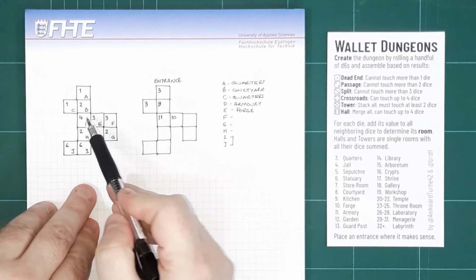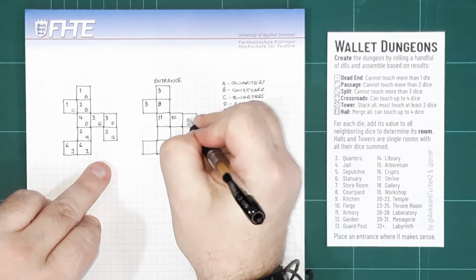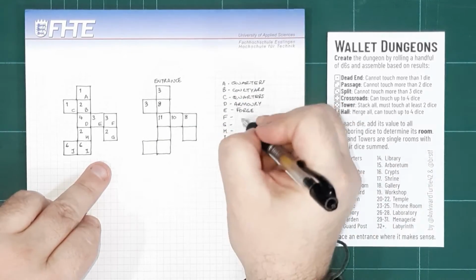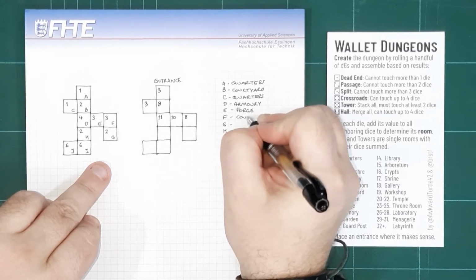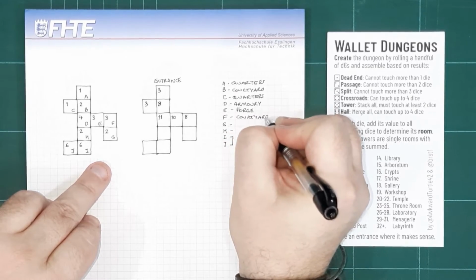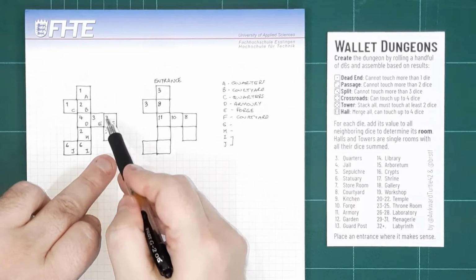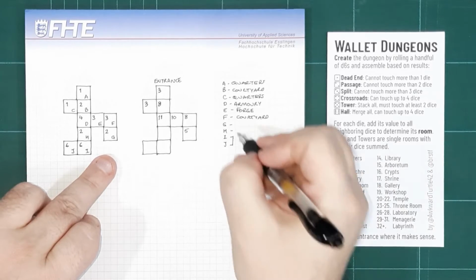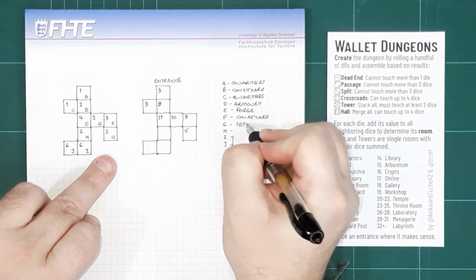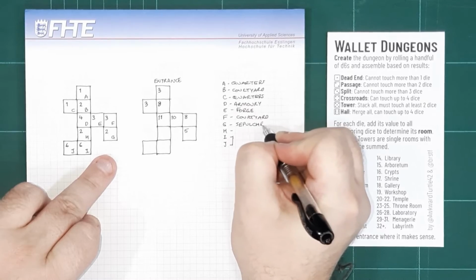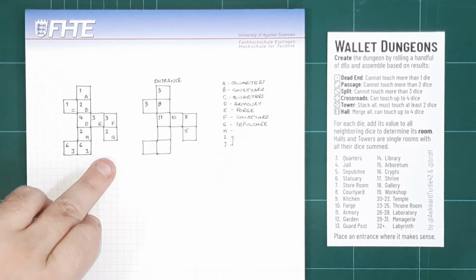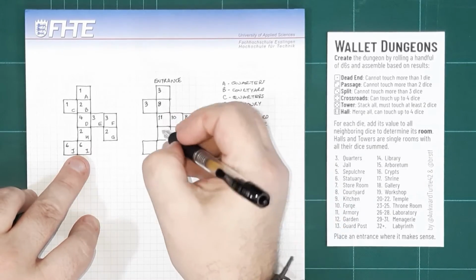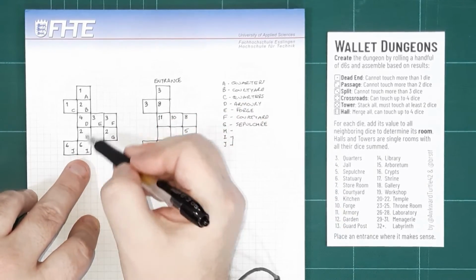F, 3, 4, 5, 6, 7, 8. So it's another courtyard, is it? 8, courtyard. G, 2 plus 3 is 5. 5 is a sepulchre. Is that spelled right? Near enough. H, so we've got 6 plus 6 is 12. 2, 3, 4, 5, 6 plus 6 is 12.